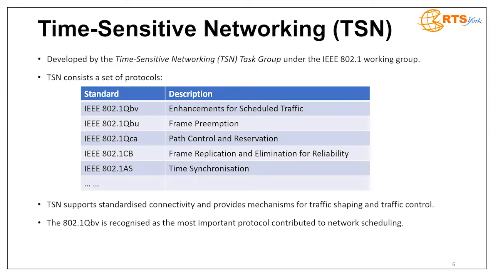TSN is developed by the Time-Sensitive Networking Task Group under the IEEE 802.1 working group. TSN consists of a set of protocols, which include 802.1Qbv for time-aware shaping, 802.1Qbu for frame preemption, 802.1Qca for path control and reservation, and 802.1CB for frame replication and elimination, and so on. So TSN supports standardized connectivity and provides mechanisms for traffic shaping and also traffic control. Among these protocols, the 802.1Qbv is recognized as the most important protocol and contributes to real-time network scheduling.